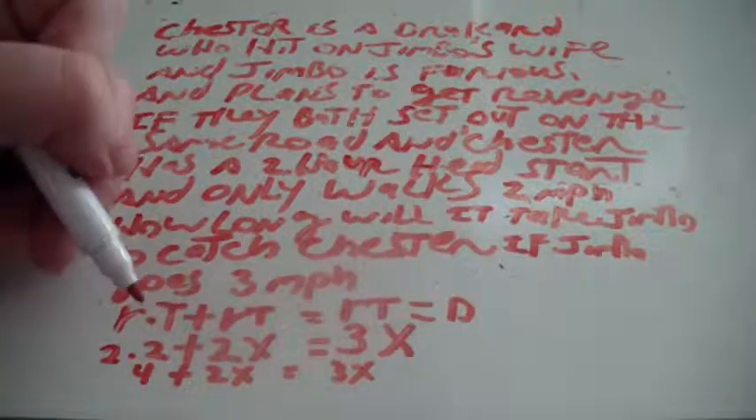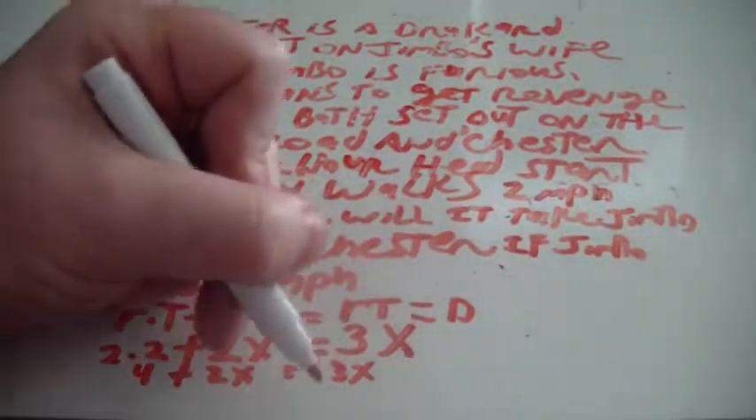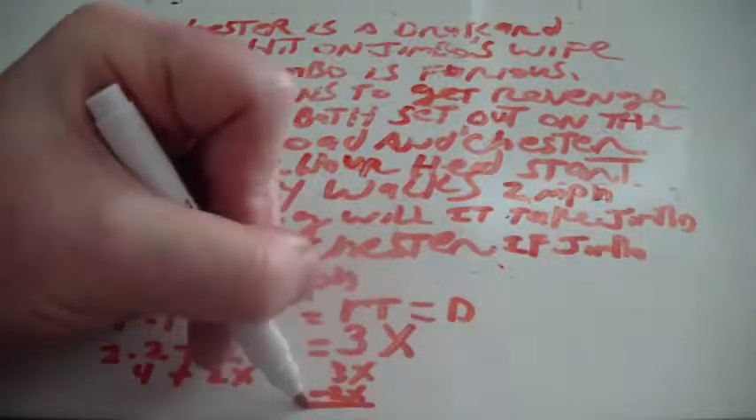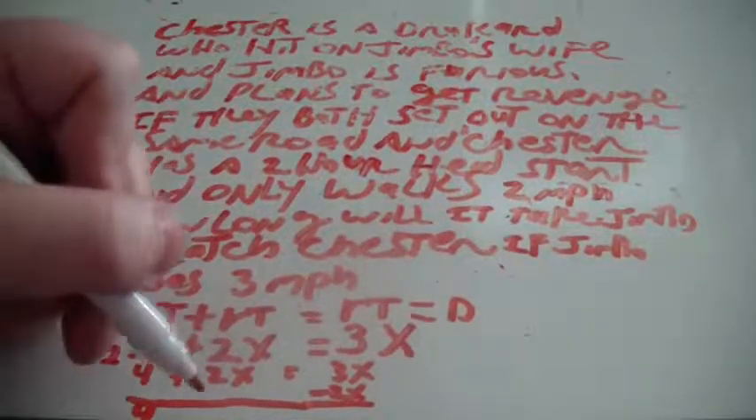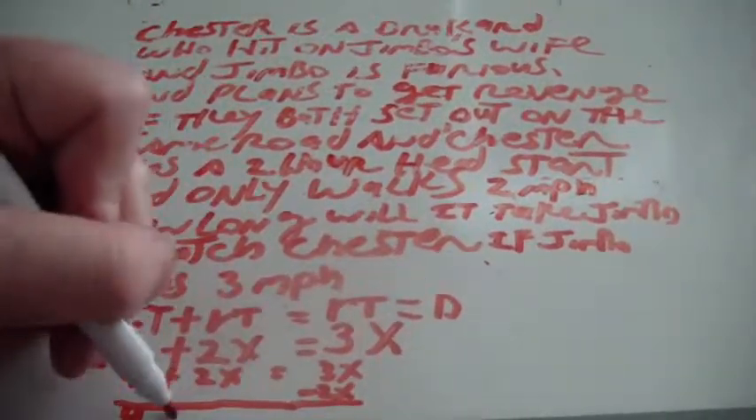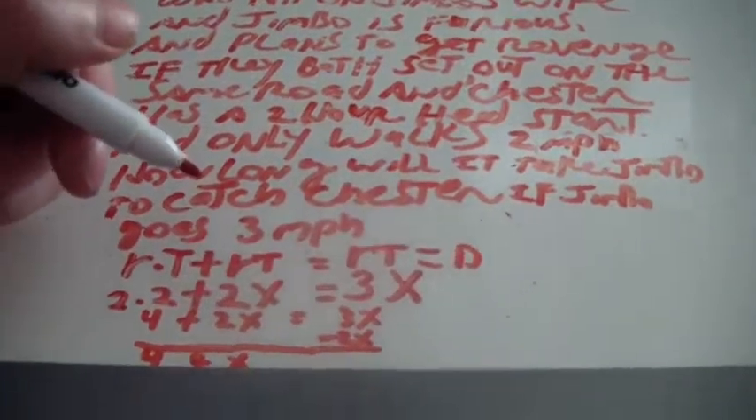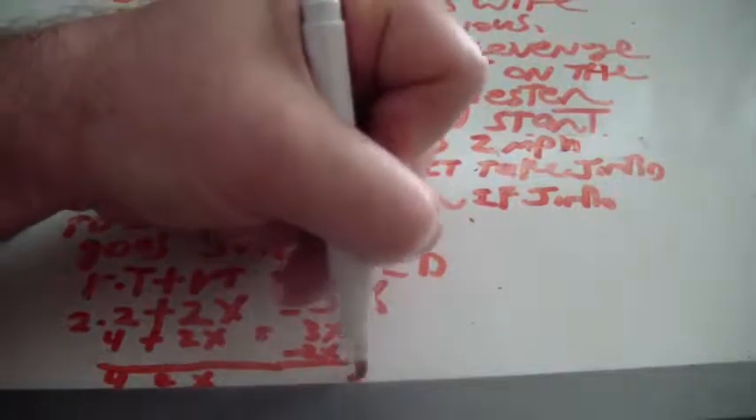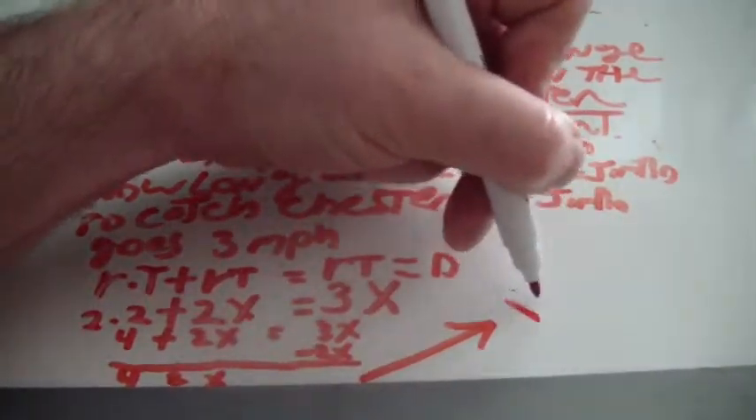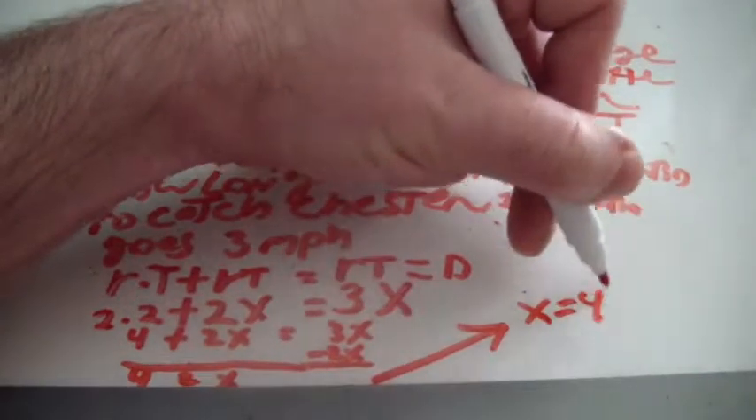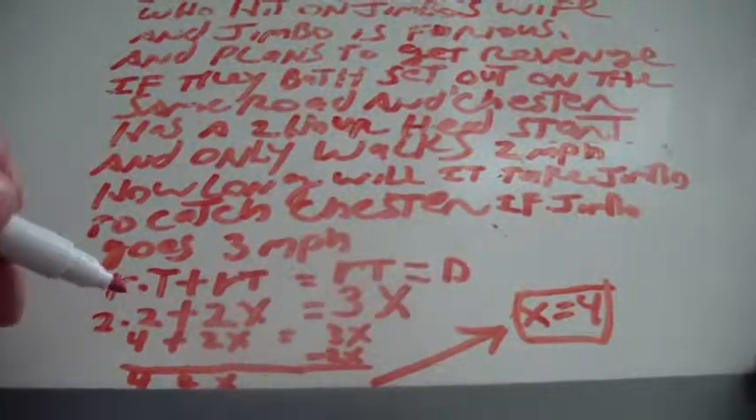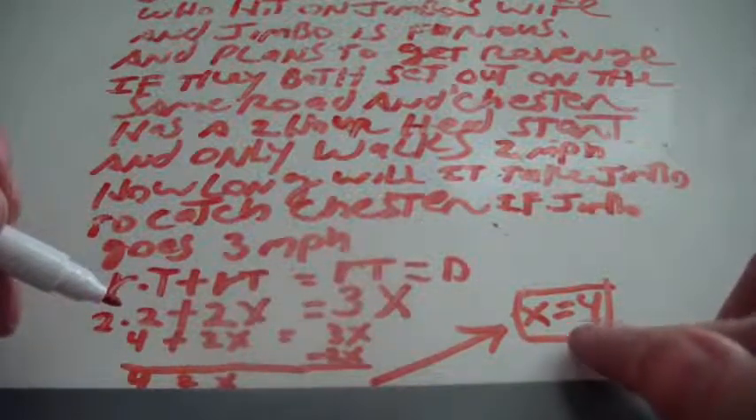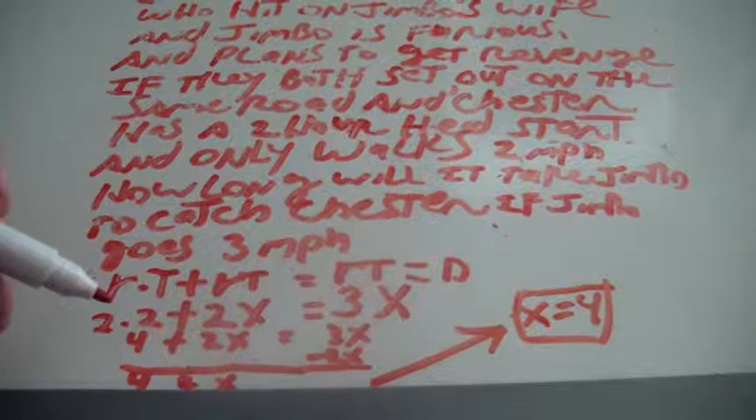Okay, now minus 2x from both sides. That's simply going to give you 4 equals x, right? So I'm going to simply move this over here. X equals 4. Okay? So now we know, because we did the algebra, that it's going to take Jimbo 4 hours approximately to catch Chester.